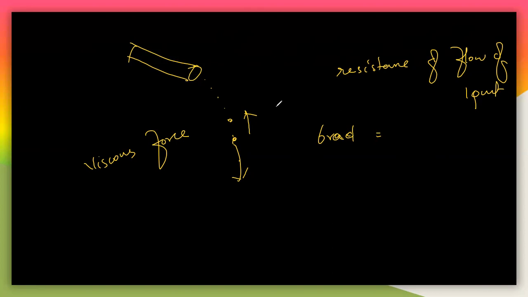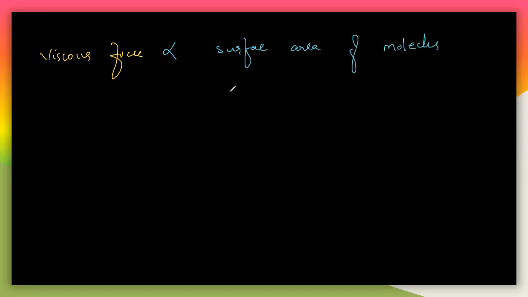So whatever stops the flow is viscosity or viscous force. So let us understand this viscous force here. This viscous force is directly related to mainly two properties: the surface area of the molecules, and the next one, the velocity gradient. So what is this viscous force?